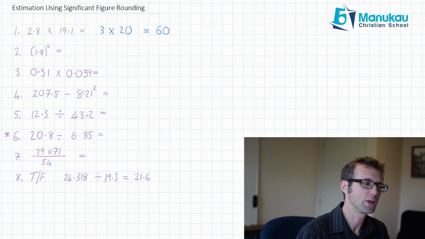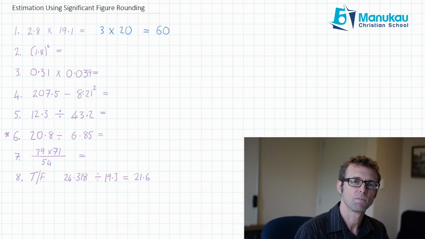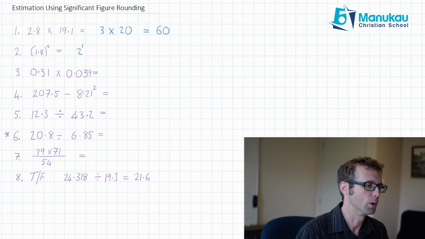Our next one is 1.8 to the power of 4. If I round that 1.8 to one significant figure, I will get 2 to the power of 4. So my estimate is going to be 2 times 2 times 2 times 2, so it will be 16.